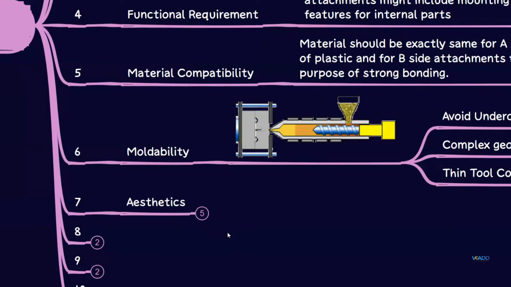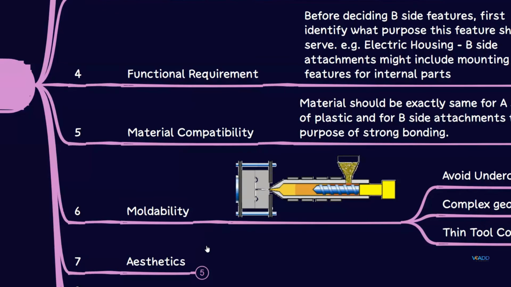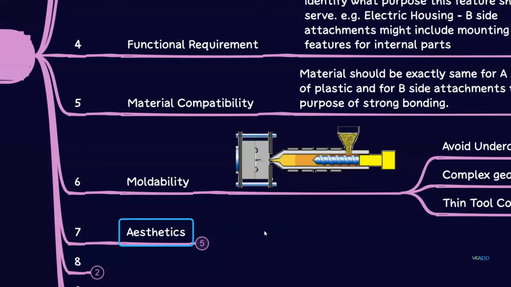Next important factor is aesthetics. Guys, for example, consider all these requirements here. Your B-side feature is satisfying all these 6 requirements, but because of your B-side feature, if your part is getting worse, if we are getting some impressions on the A side, on the styled part, then that part will be rejected. For example, defects in the plastic.